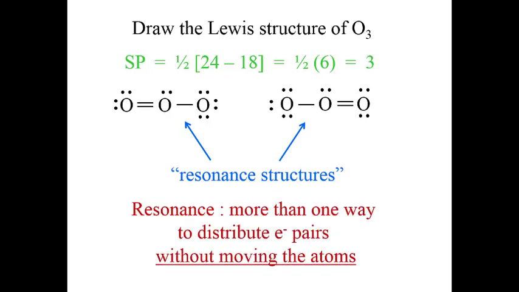Resonance is present when there is more than one way to distribute the electron pairs in a Lewis structure without moving the atoms. In the case of ozone, we have essentially converted a shared pair into a lone pair and a lone pair into a shared pair.